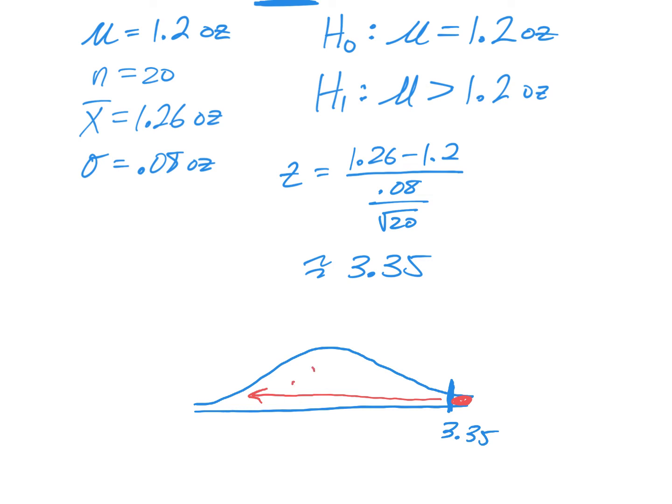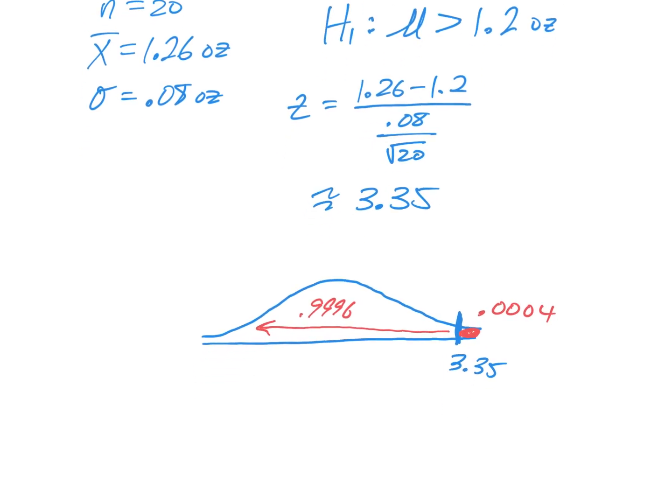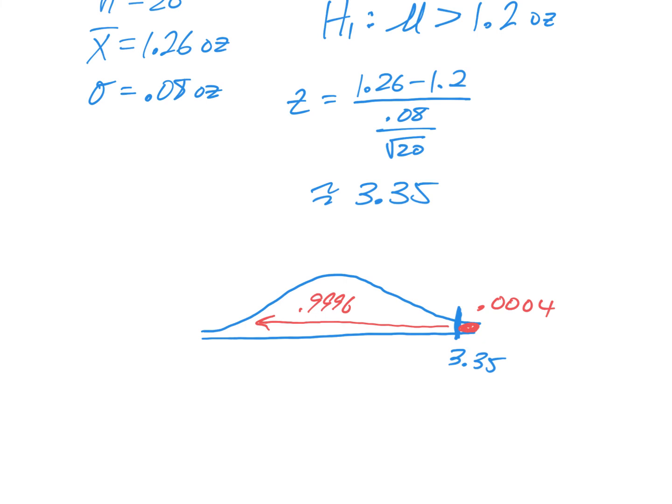0.9996. That's obviously not my answer. Subtract from 1, and we get 0.0004. Therefore, our p-value, since this is a one-tail test, i.e. right tail, is 0.0004.